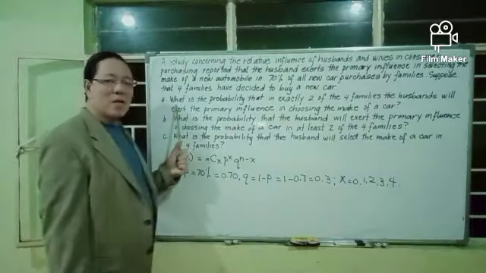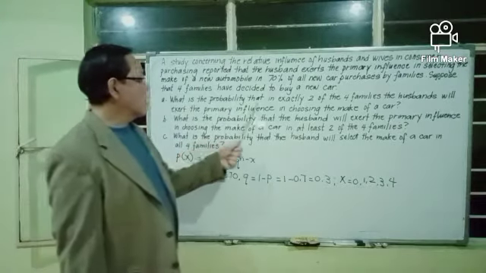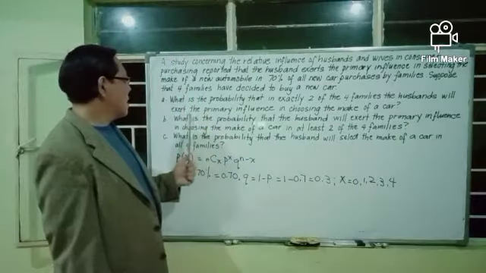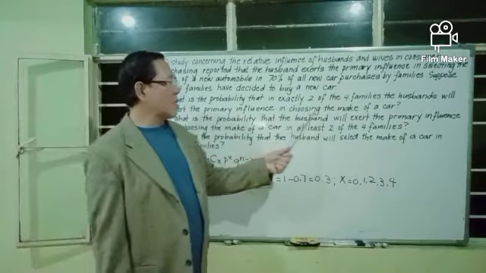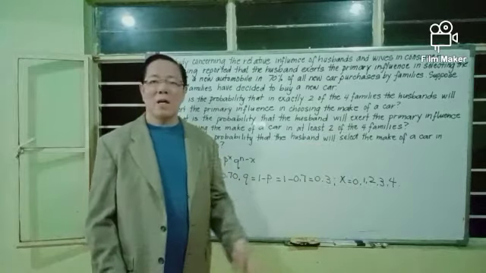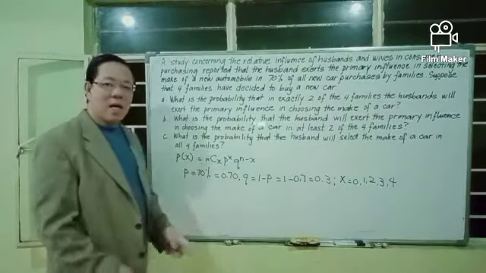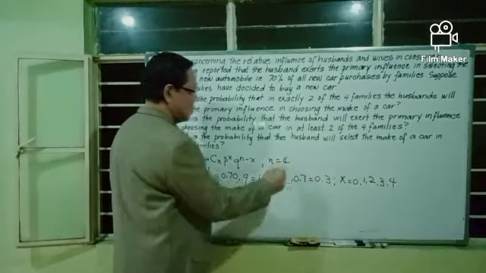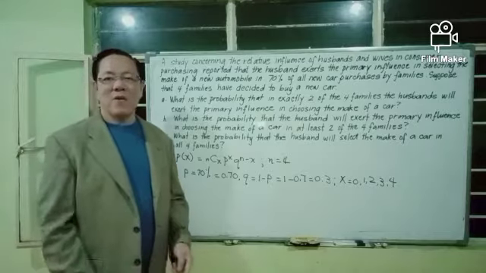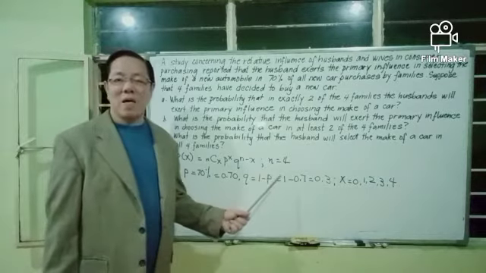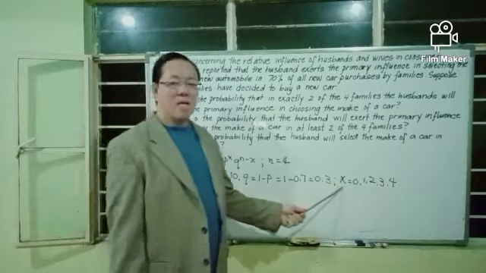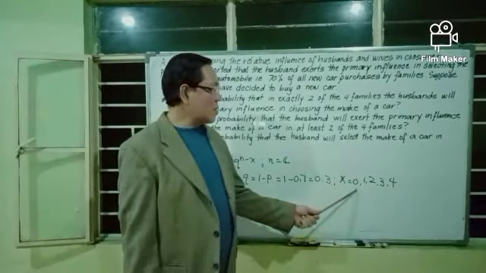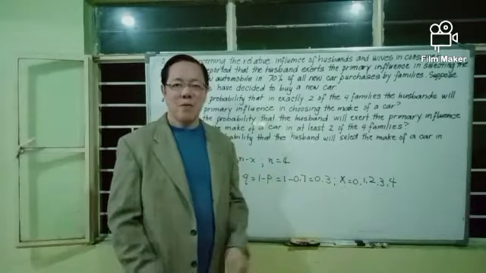Now we answer letter A. What is the probability that in exactly 2 of the 4 families, the husbands will exert the primary influence in choosing the make of a car? In this formula, N is equal to 4, because there are 4 families who have decided to buy a new car, and the value of X is from 0 to N. Hence, X will take value 0, 1, 2, 3, up to N, 4.